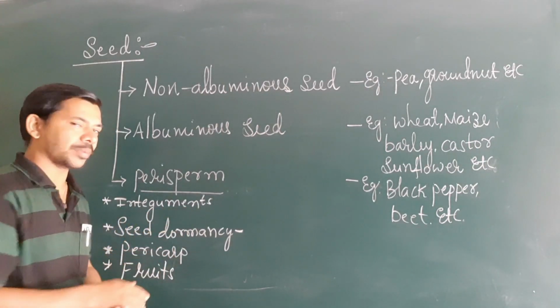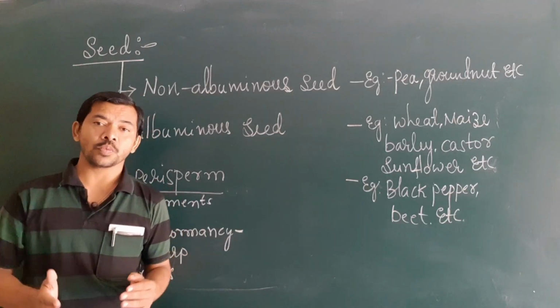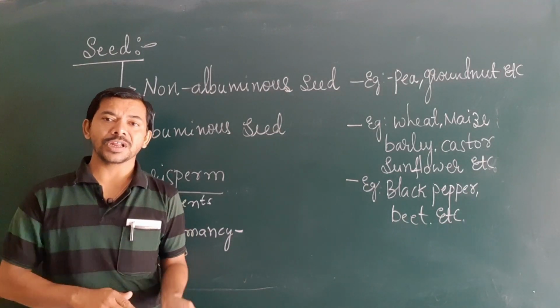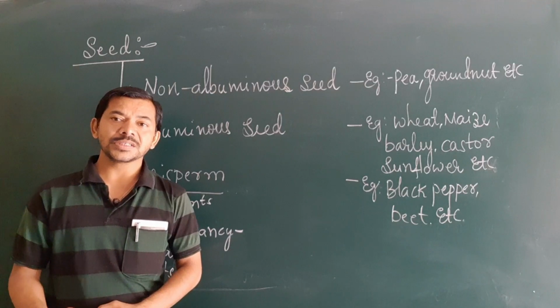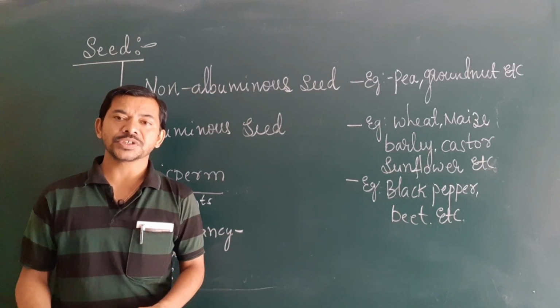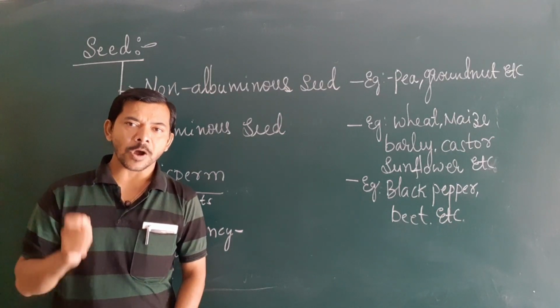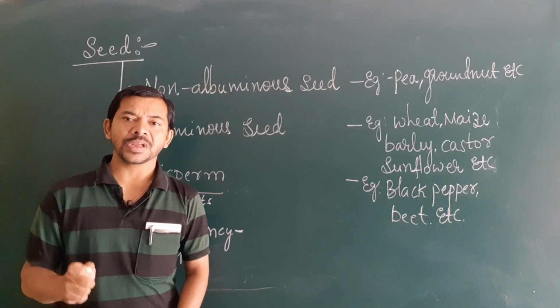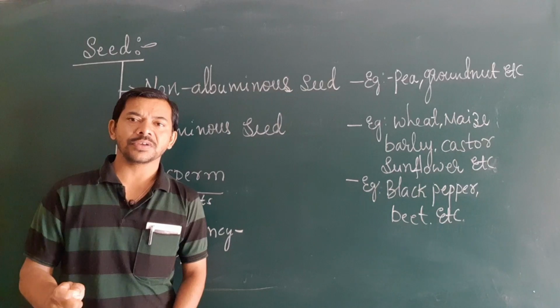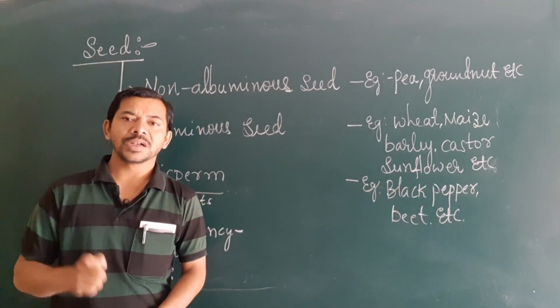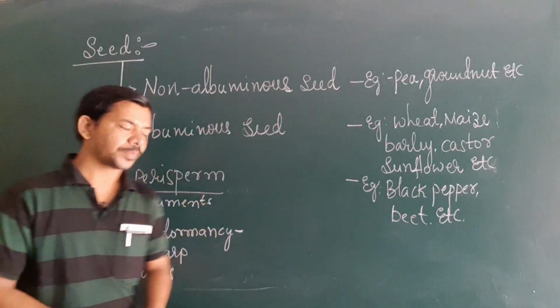So here are the integuments. As we see in an ovule, the outer integument and inner integument are there, and these integuments help in the formation of layers in seeds like testa and tegmen. Testa is our outermost layer, and it is very hard and protective in function, and tegmen is the inner layer.